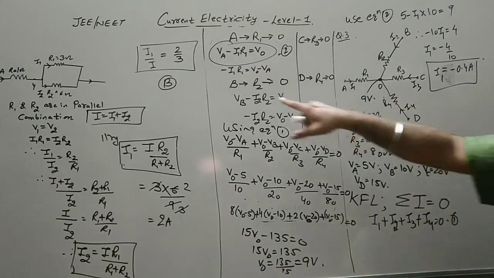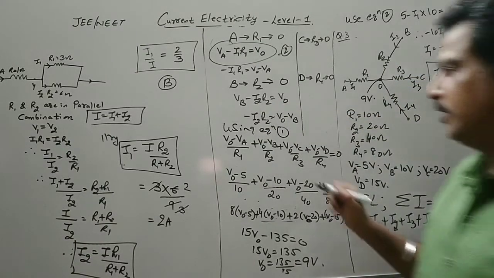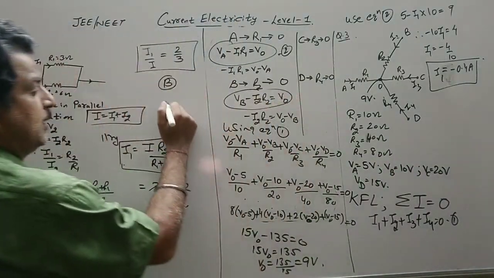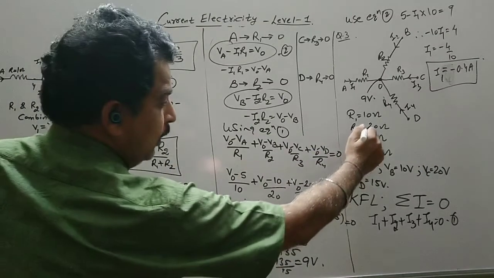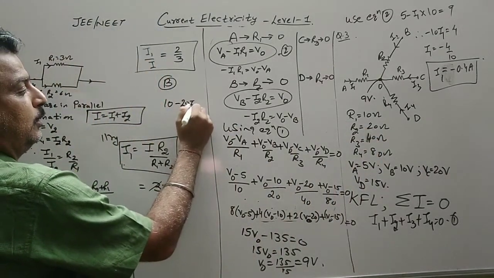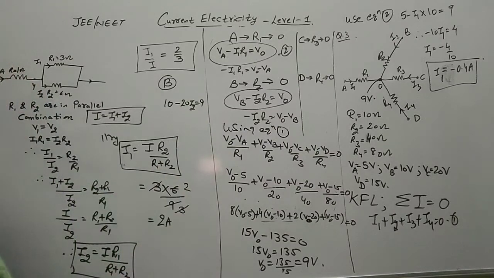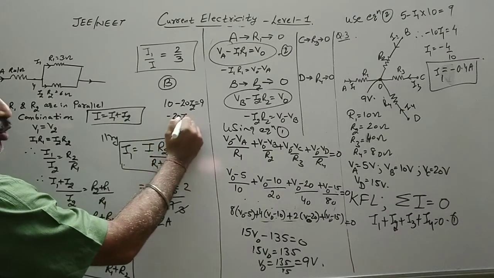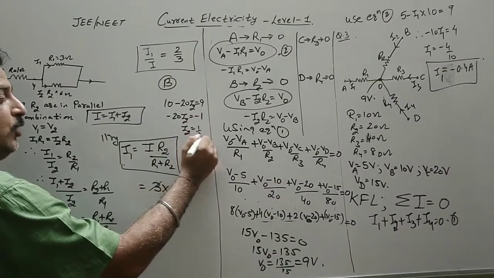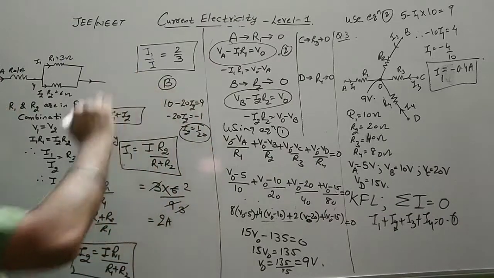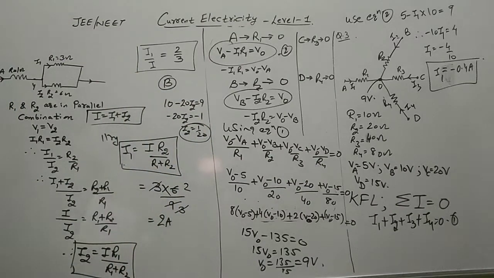So if I use this equation, VB is equal to 10 volt minus R2, which is 20 I2, that is equal to 9. So again the current direction comes out to be positive. So it is minus 20 I2 is equal to minus 1. So I2 is equal to 1 by 20 ampere. So here the current direction is correct.